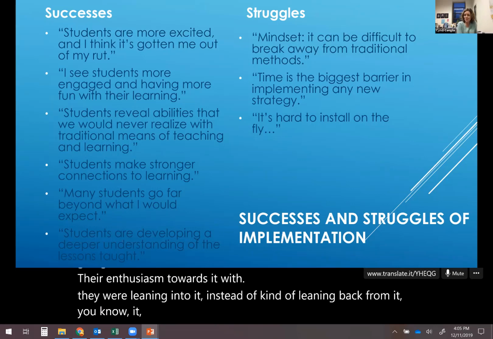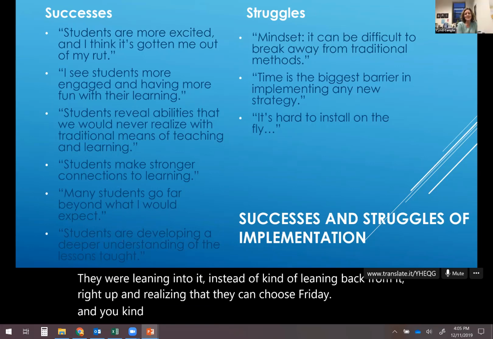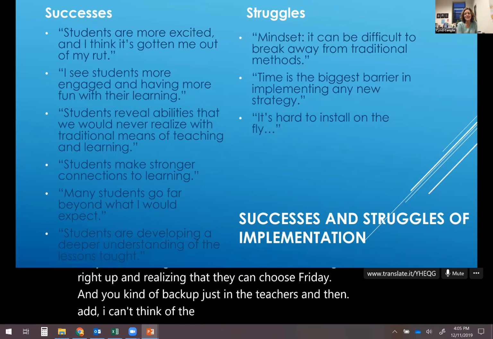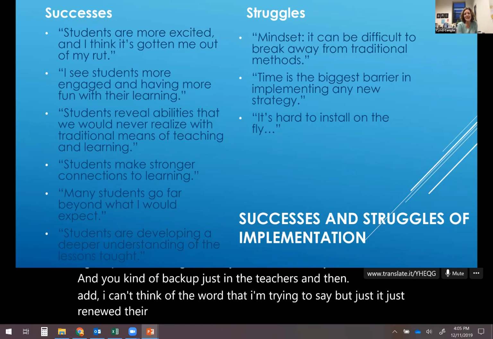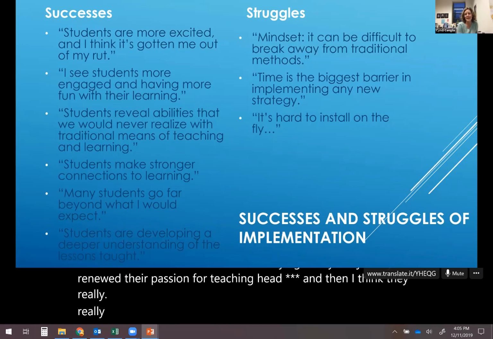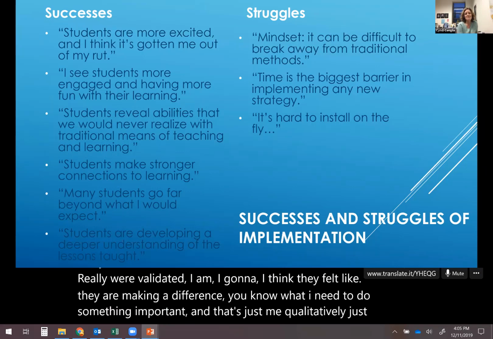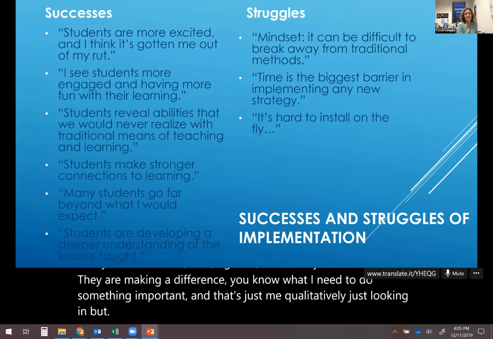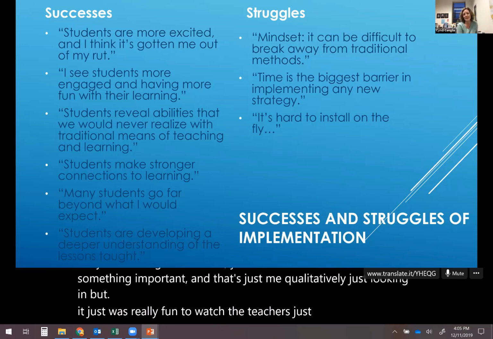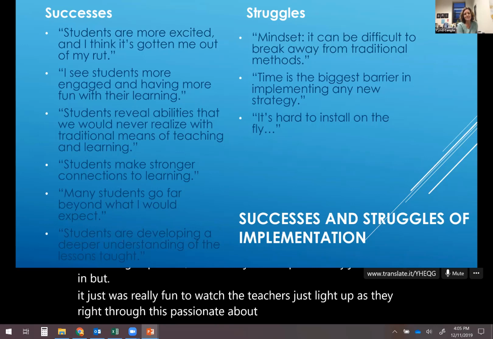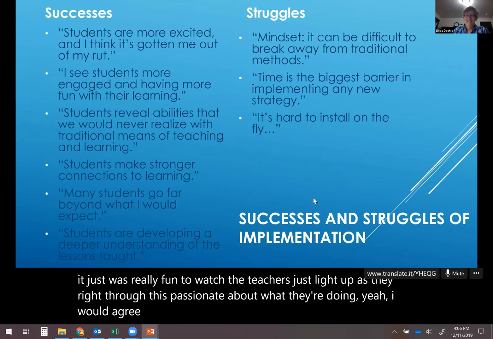Right, and realizing that they can choose when to lean in and when to back off. But just the enthusiasm in the teachers, it just renewed their passion for teaching kids. And I think they really were validated by it. I think they felt like they were making a difference. You know what I mean? Doing something important. And that's just me qualitatively just looking in. But it just was really fun to watch the teachers light up as they went through this journey and be passionate about what they're doing. Yeah. I would agree with all of that you said.